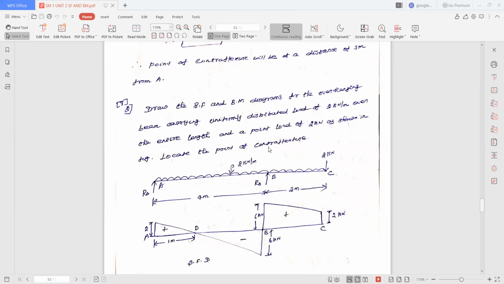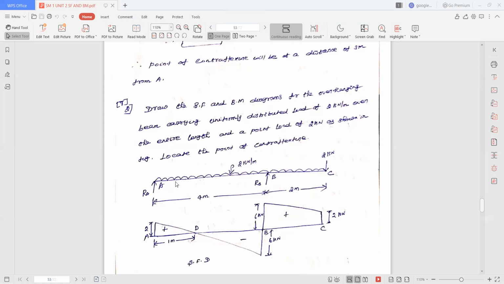Right. So you know what the point of contraflexure is, right? Where the bending moment value is 0, that point is called the point of contraflexure in the beam. In an overhanging beam, as we have already discussed, between the supports A and B the bending moment is positive, and it comes down to negative bending moment in the overhanging portion. So when the bending moment changes its sign from positive to negative, the zero value there gives you the point. That point is called the point of contraflexure.